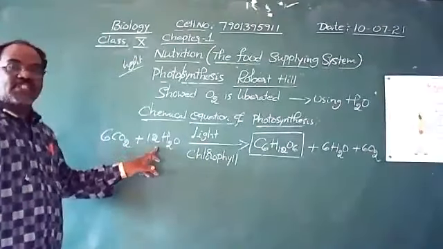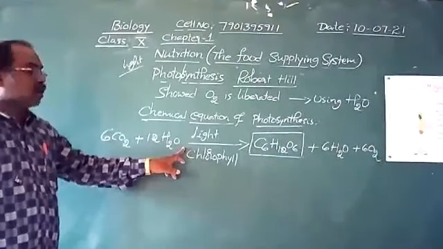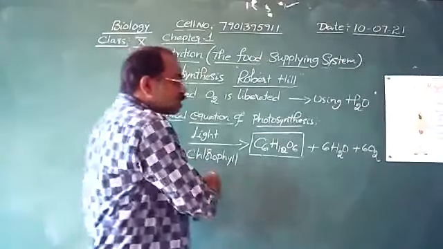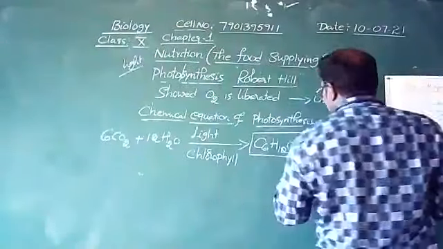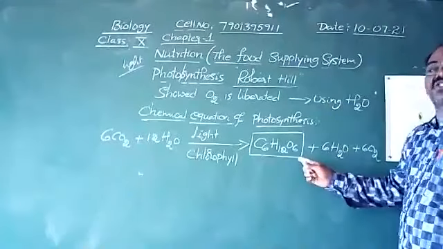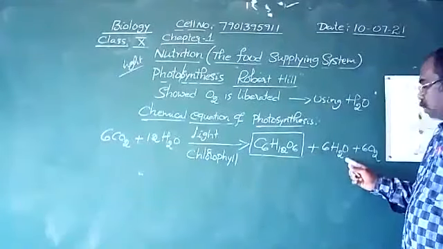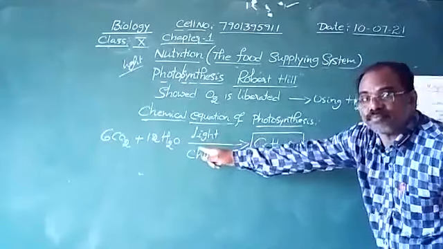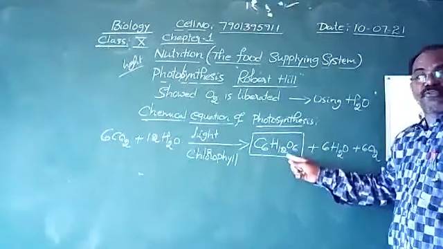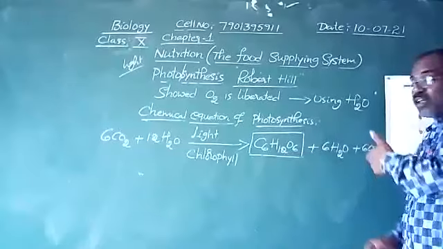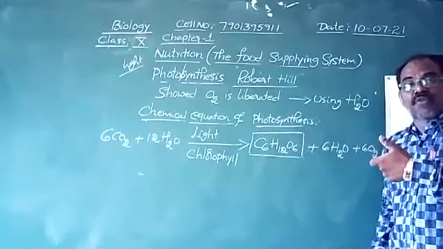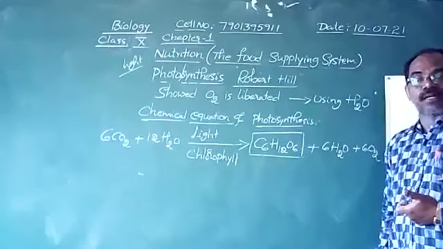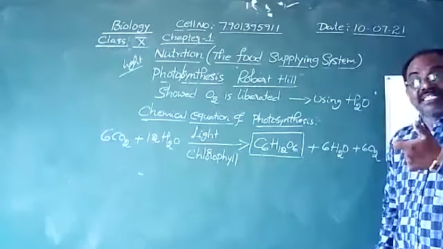6CO2 plus 12H2O, in the presence of sunlight and chlorophyll. All these factors combine together in the form of glucose. Half of the water molecules are used in preparing glucose, and half of the water is evaporated.